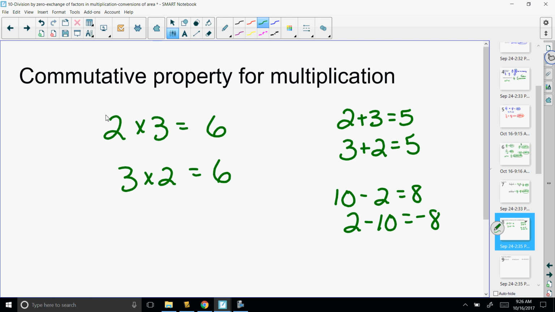It works for multiplication. Does it work for division? Milo, you're correct, you're saying no. 10 divided by 2 is what? 5. But what is 2 divided by 10? 1/5. You get a multiplicative inverse now, which is reciprocals. So the commutative property only works for multiplication or addition. Those are the only two.